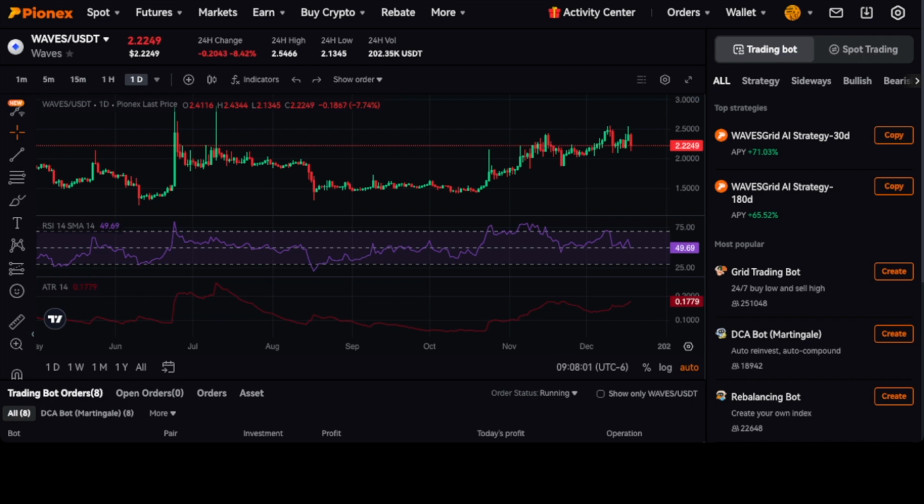That's one of the reasons I love looking at percentages: you can compare apples to apples across the board. If I said Bitcoin dropped 18 cents, you wouldn't think much of it, but for Waves that's like 7%. If Bitcoin drops 7%, that's pretty significant. Anyway, let's go ahead and get started.